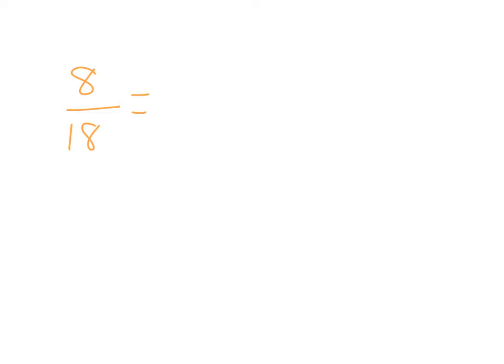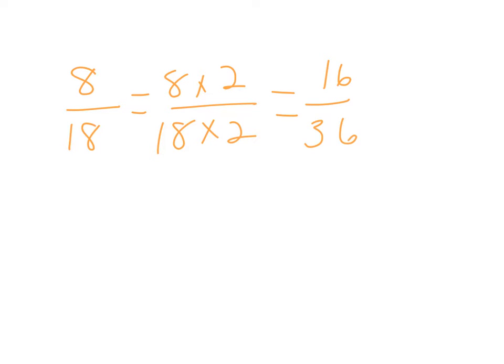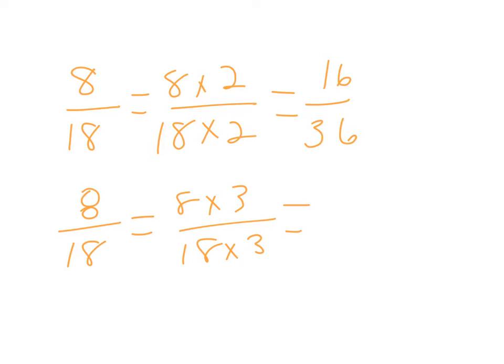So to find equivalent fractions for 8 over 18, we could just keep doing it. We could try times 2. 8 times 2 is 16, that's going to be over 36. We could try it with 3, or actually we could divide. Let's try that. Let's try dividing.